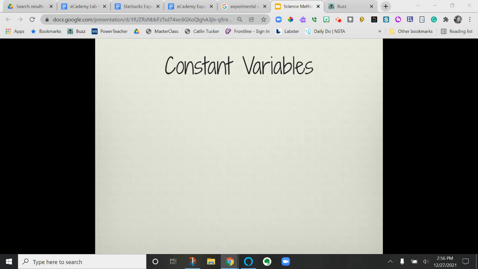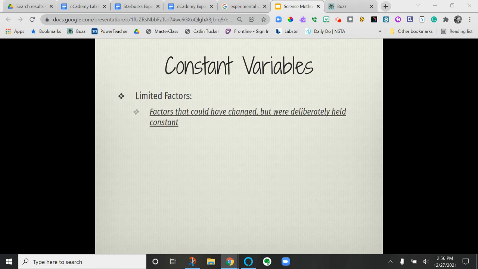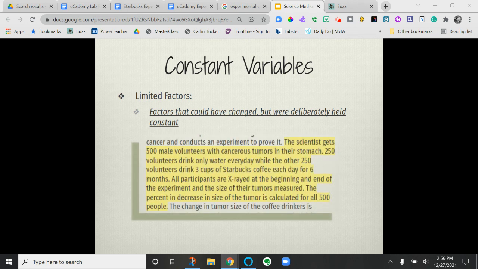Another important piece of information that defines scientific research is the constant variables. Sometimes these are referred to as controlled variables. In order to claim that the independent variable is affecting the dependent variable, we must first ensure that all other variables are a limited factor in the experiment. These variables could potentially play a role in the outcome of the experiment, so they need to be identified and held constant. Looking at the example, what are the evident constant variables in this experiment?